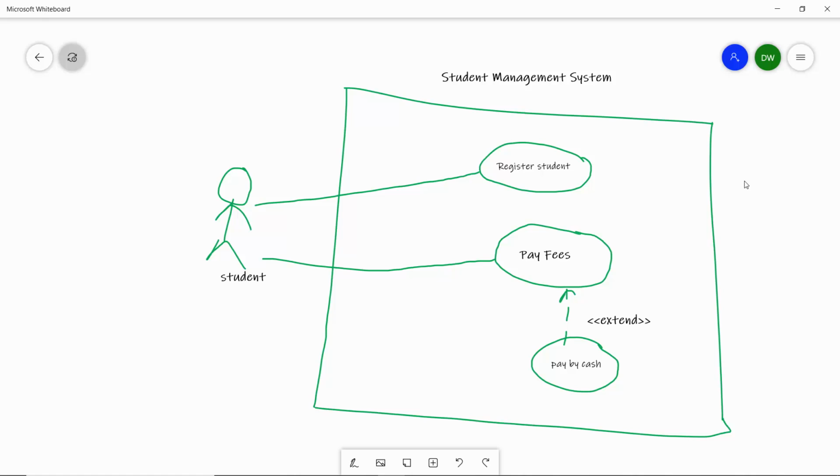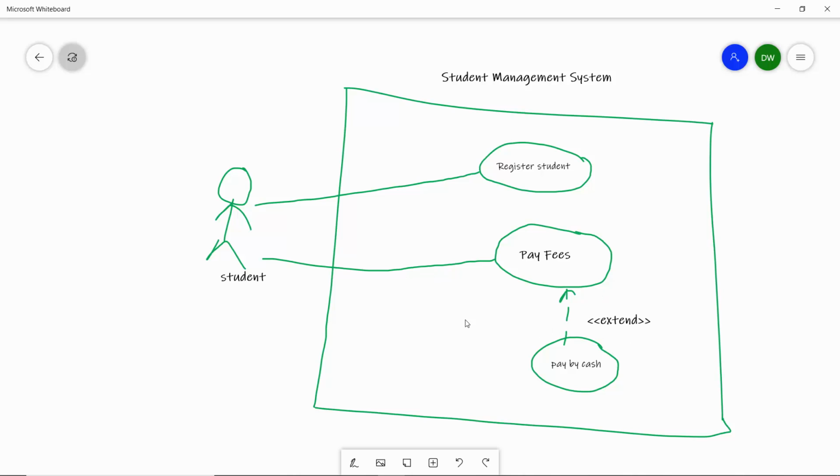So a boundary is always marked using a rectangle. Within the rectangle, we include whatever the functions, whatever the use cases we have. In this diagram, this student management system is the name of this use case diagram, and I have three use cases here. Two use cases are register student and pay fees, and this pay fees use case and pay by cash use case have an extend relationship in between.